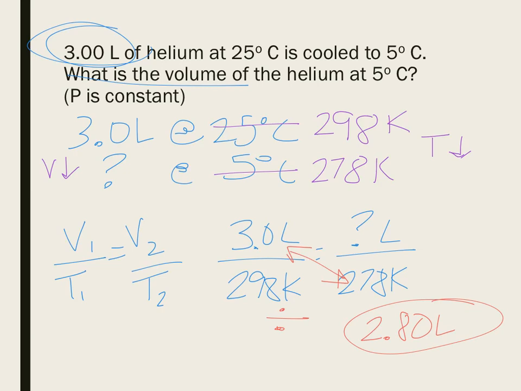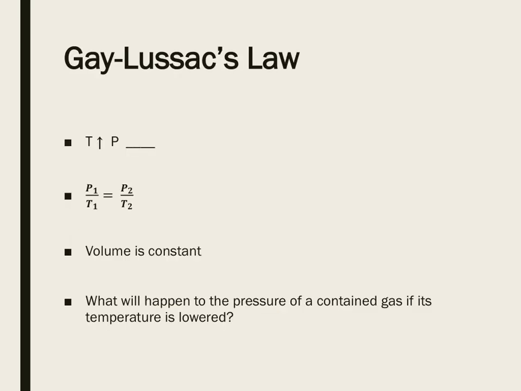Remember, when you add or subtract, you're looking at places past the decimal. So even though that's 5 degrees C, which looks like it would be one significant figure, when you add it to 273 for 0 places past the decimal, it actually turns into 3 significant figures. So we should have 3 significant figures in our answer. 2.80 is correct.